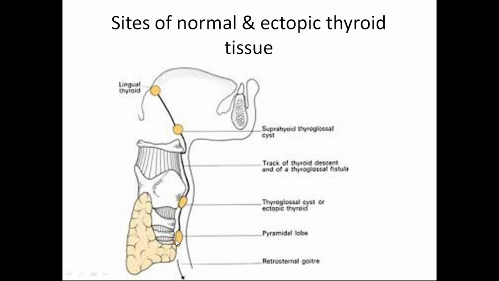The pyramidal lobe is the pyramidal structure of the gland, from the isthmus. Okay, this is the normal position of the thyroid, and the thyroid can also be present beneath the sternum, and it is called retrosternal goiter, and it can be confused with the thymus, which is normally present there. Okay, this is just of anatomical and embryological significance, so that anywhere the thyroid can be stuck.